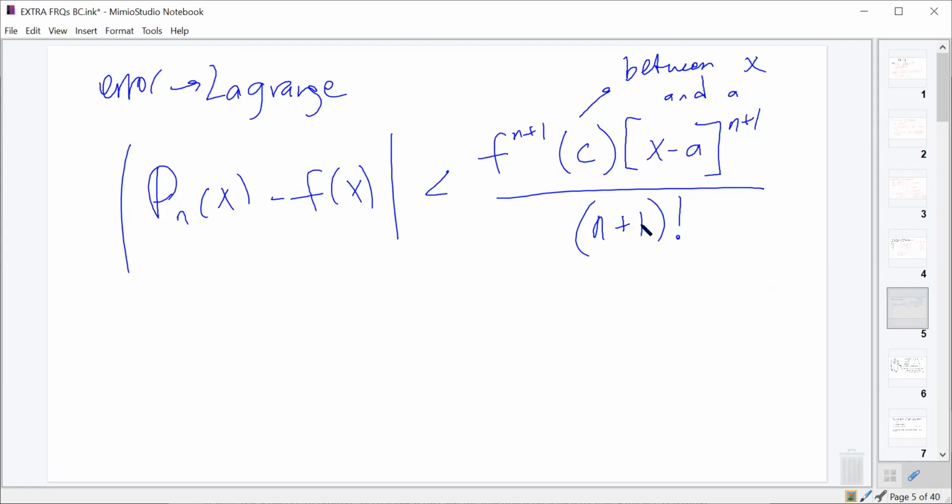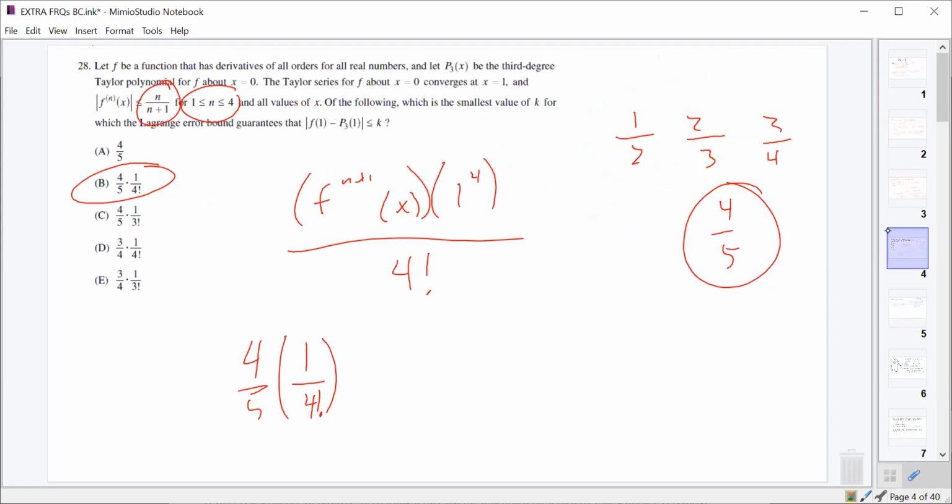So effectively, it is the next term, except that for that next term, we're taking the derivative piece of it and evaluating it at the value between x and a that makes this piece right here the largest it could possibly be. Does that make sense?